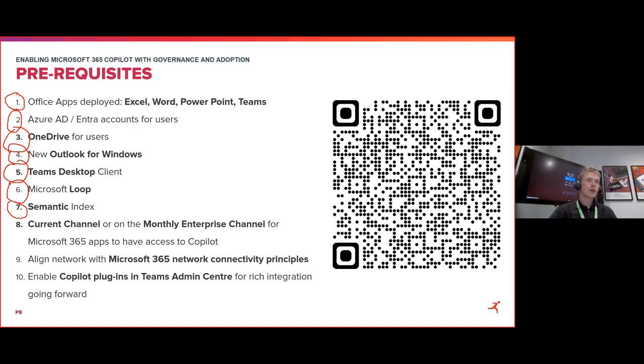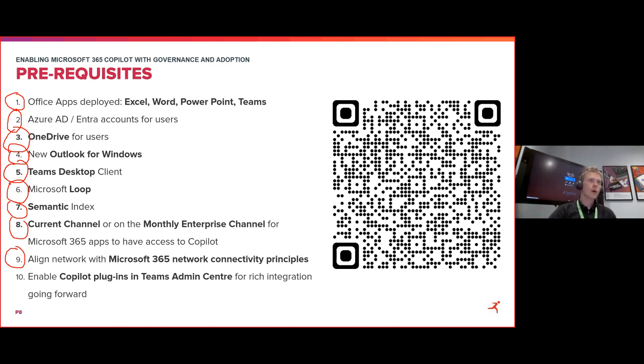Then all the users should be enabled for the current channel or the monthly enterprise channel for M365 apps to have access to Copilot. Another thing which is not common as a prerequisite, but is a strong recommendation, is that the network should be aligned with M365 connectivity principles, because some of the functionality in Copilot will rely on WebSockets. So to minimize the latency, the network should be configured as described in the M365 blog.